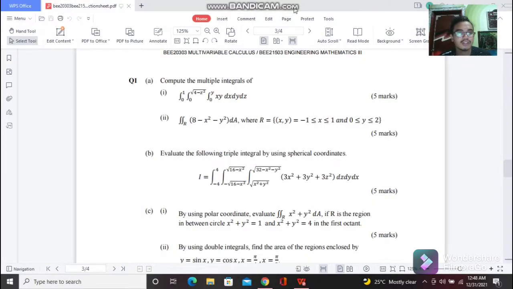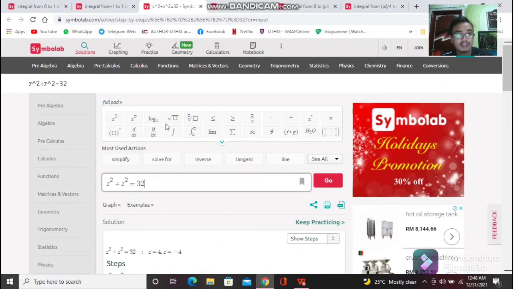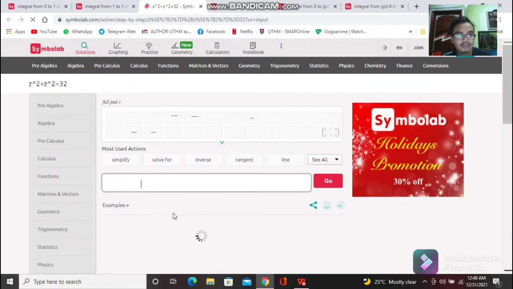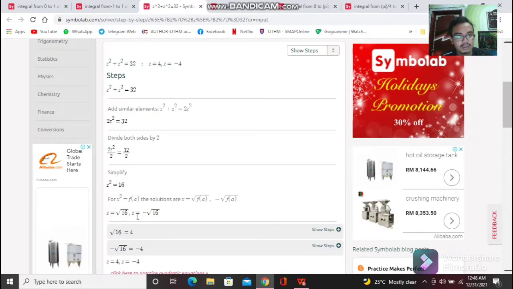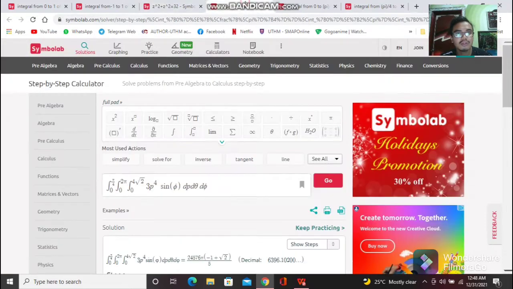Okay, next we continue with question 1b, which is evaluate the following triple integral by using spherical coordinates. So this is the question, and then we have to find the z. Firstly we will find the z, and we run. And then we will get z square equal to 16, and then z is equal to 4. Then we continue with the new equation, which is 3p power of 4 sin phi dp d theta d phi. And then this is the new triple integration value. Then we run.